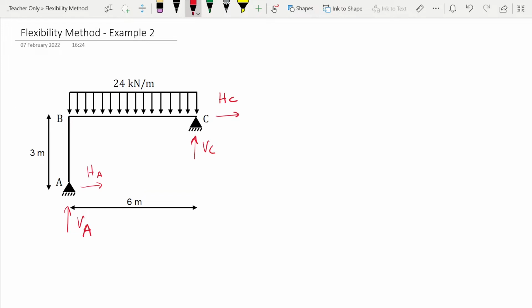As we know, we need to remove one of the reactions to make sure we get a structure that we know how to calculate. And then we're going to use the compatibility equation to get that reaction. In this case, I'm going to choose to remove HA from the structure, and we're going to then calculate the horizontal displacements at A, so then we can use the compatibility equation.